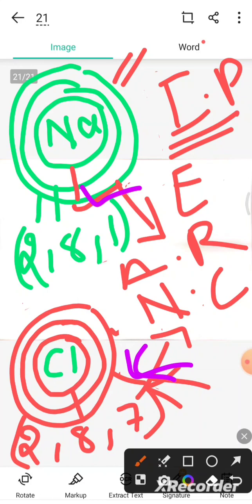I hope everyone has understood ionization potential. If you have not understood, then watch this video again and you can understand. So let us see what is written in your book.